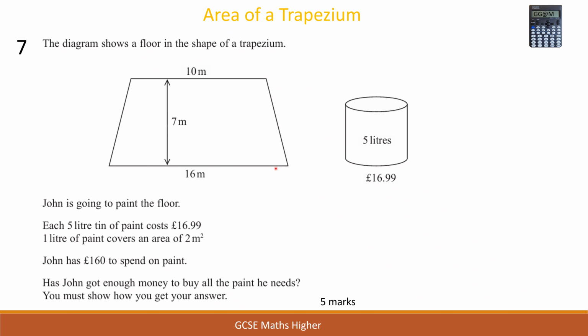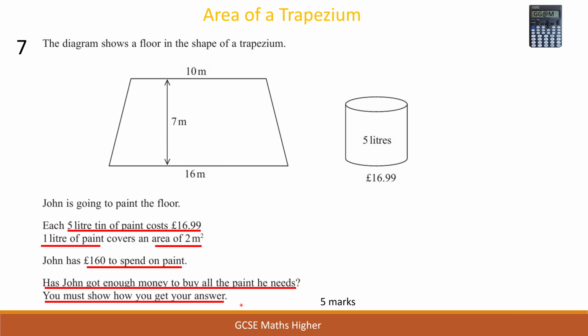Fantastic. So the key words of this question we're going to go through, then I'm going to show you the mark scheme to see if you were correct. You're told that a 5 litre tin of paint costs £16.99 and 1 litre covers an area of 2 metres square, and you've got £160 to spend on the paint. We want to know if he's got enough money to buy all the paint he needs. You've got to show your working. So if you don't show your working, you won't be getting the answer or any method marks.